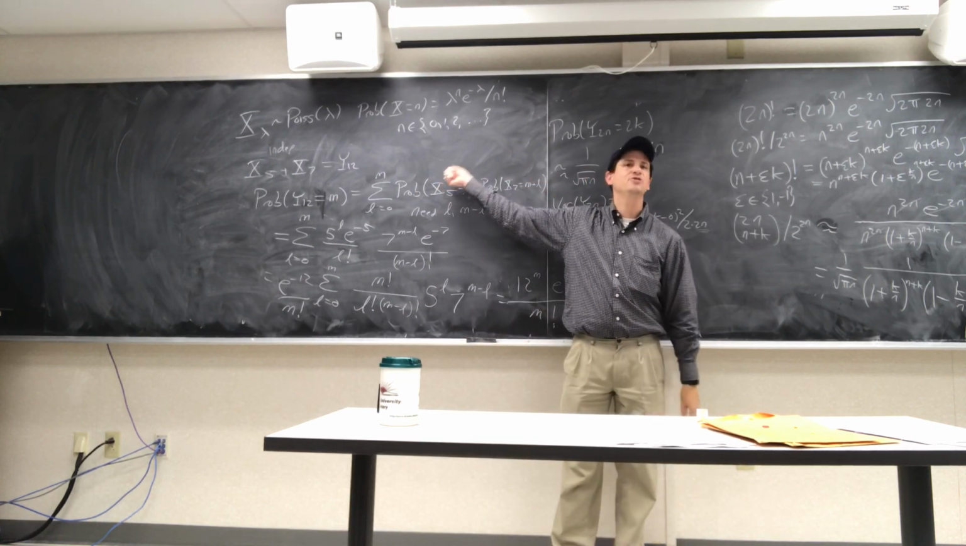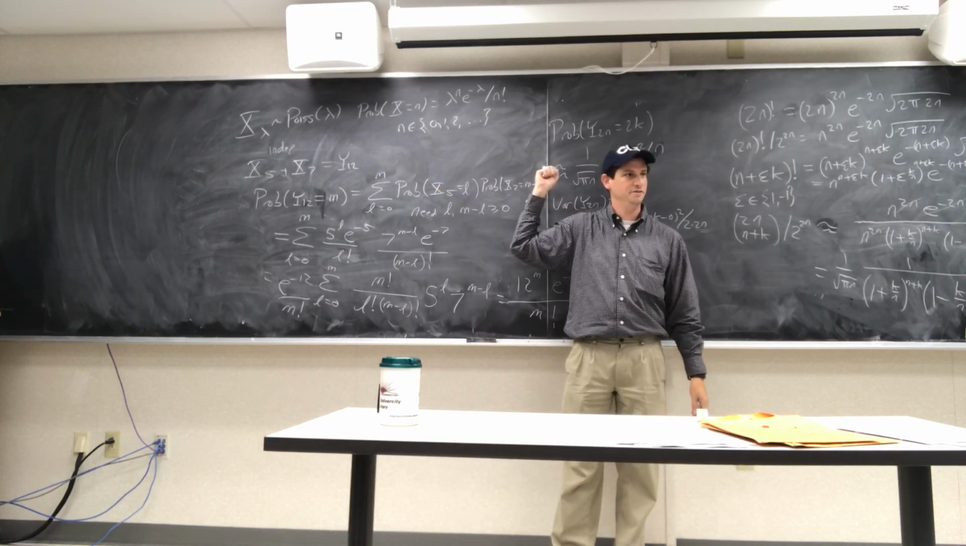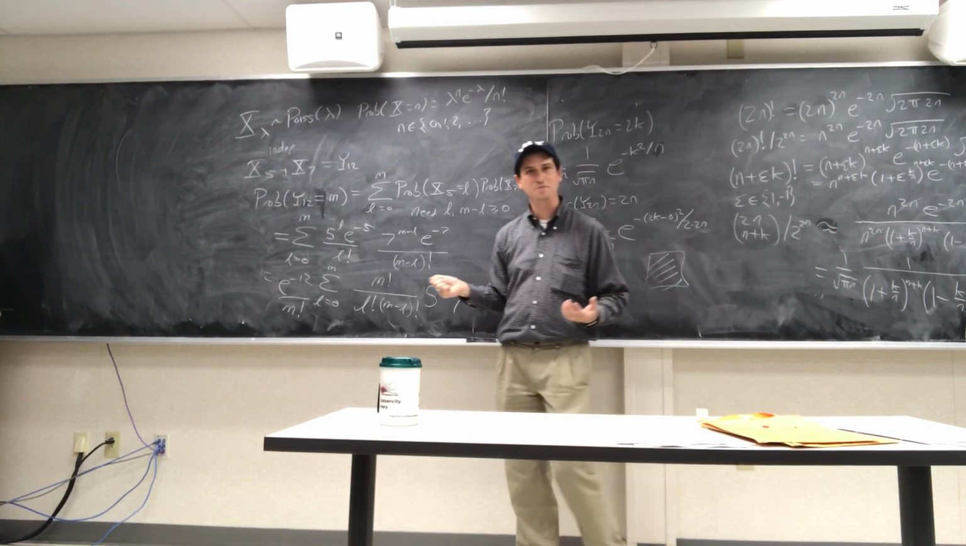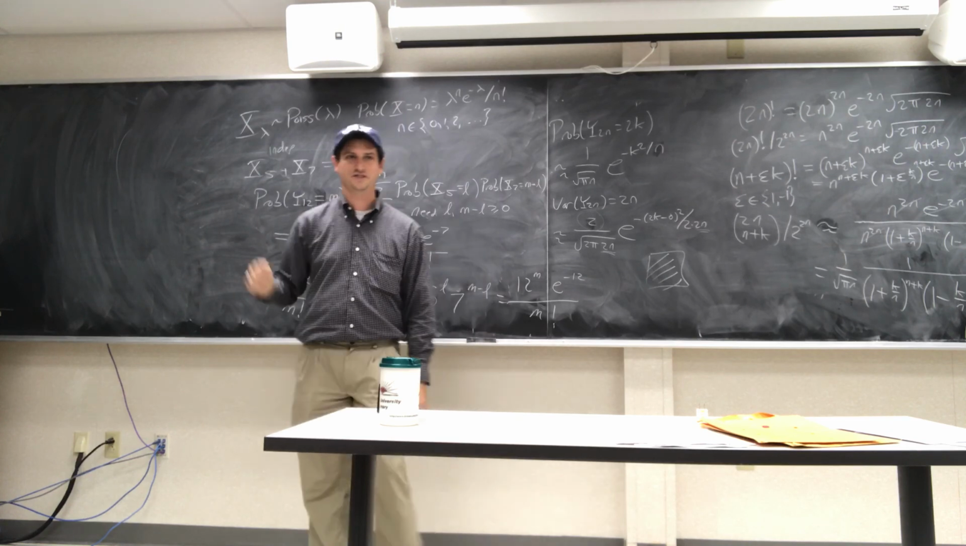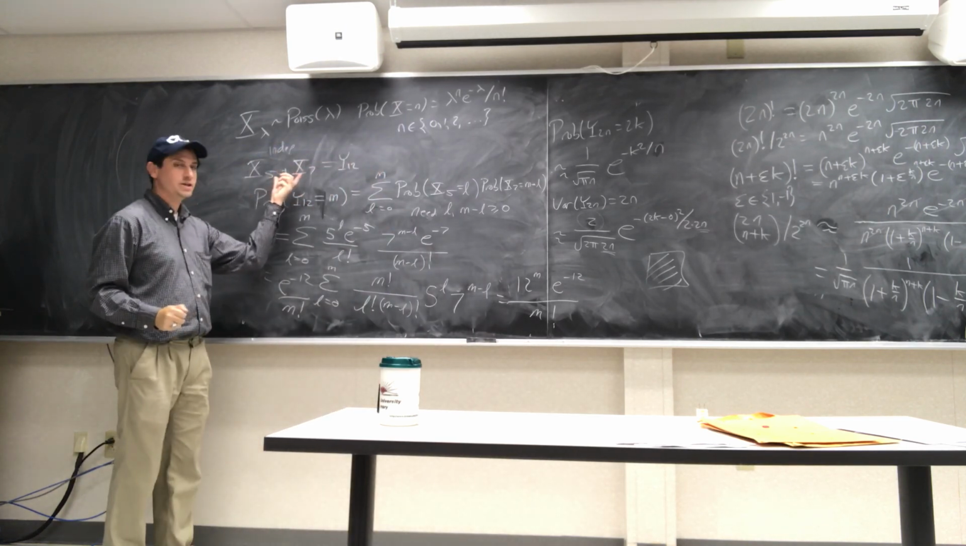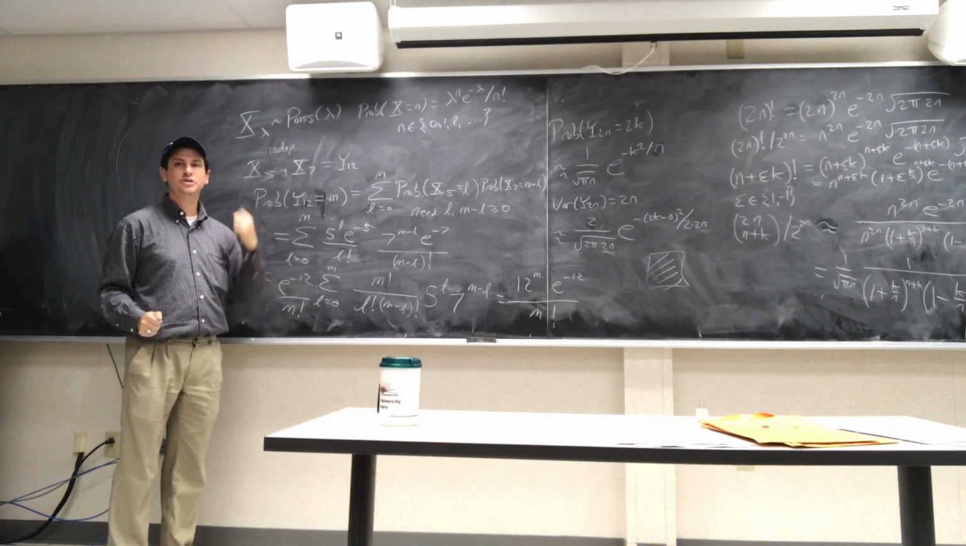Is there anything special in this problem about 5 and 7? No. I'm a number theorist, so 5 and 7 are special. They're a twin prime pair, but that has nothing to do with this. Any two numbers would work here. The sum of two Poissons is Poisson.